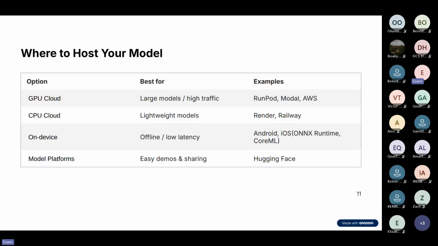And then you have model platforms. But these ones are just for demos, because it's timed, so you can't host it for a longer period of time. Hugging Face has that platform, and I think there is another platform, I've forgotten the name, but yeah, it's also for demos. So these are platforms you can consider for hosting your models, depending on what you want, right?